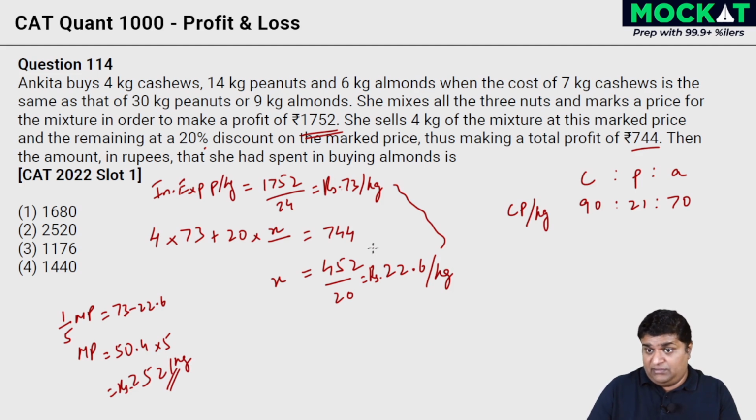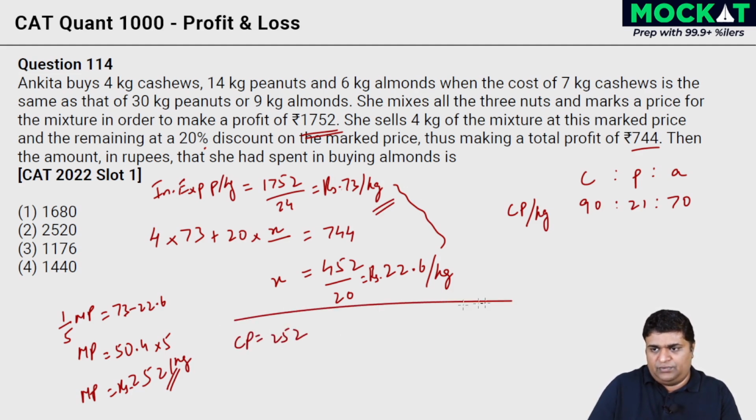So how do I find the cost price, right? Because what we need to find is amount in rupees spent in buying almonds, right? I need to find in terms of cost price. I have the mark price over here, which is 252 rupees a kg. I have the initial expected profit of 73 rupees a kg. 252 minus the 73, CP equals 252 minus 73, and which comes to, how much is that? 179 rupees per kg.